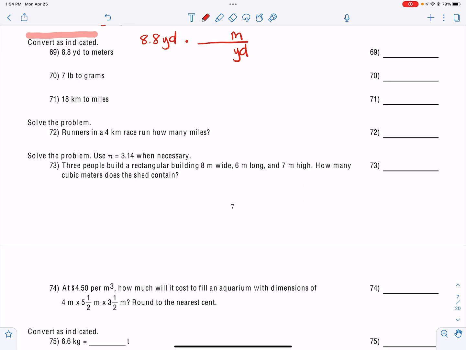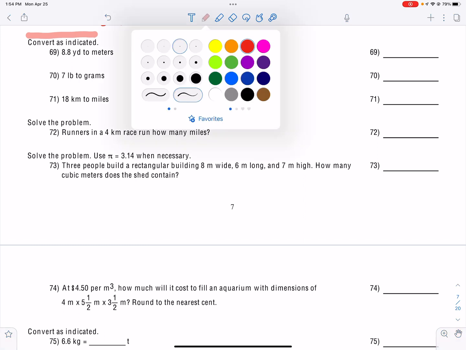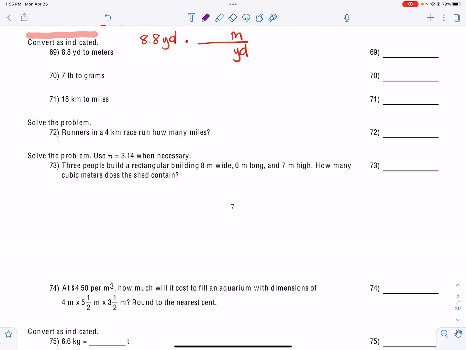And as you refer back to your conversion charts, you should see that 1 yard is equal to 0.9. And then we can cross off our units, and we will take 8.8 times 0.9, and that's going to give us 7.92, and it looks like they just round it to 1 decimal place, so they make it 7.9, okay?